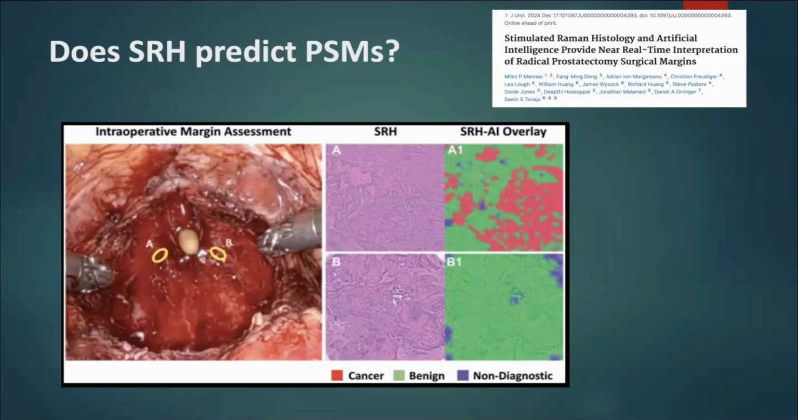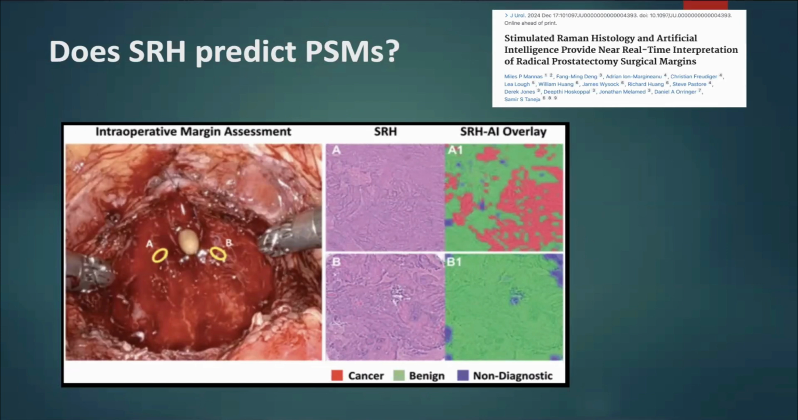So this is a figure taken from an article hot off the press, published just before Christmas in the Journal of Urology, looking at whether Raman can detect intraoperative margin. This figure represents a participant who underwent a Raman intraoperative assessment. The photo on the left is the intraoperative photograph showing the prostate resection bed and 2 areas of interest, marked A and B.